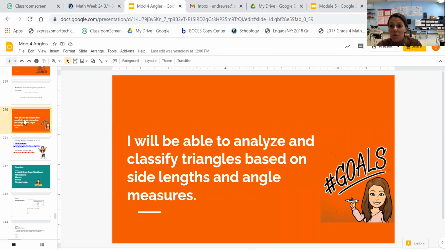When I say angles, I truly mean triangles. There's two ways that you classify or name them: one is their sides and the other is their angles. So we're going to look at different triangles and identify the type of sides they have and the type of angles. Once we identify those, we can name those triangles.